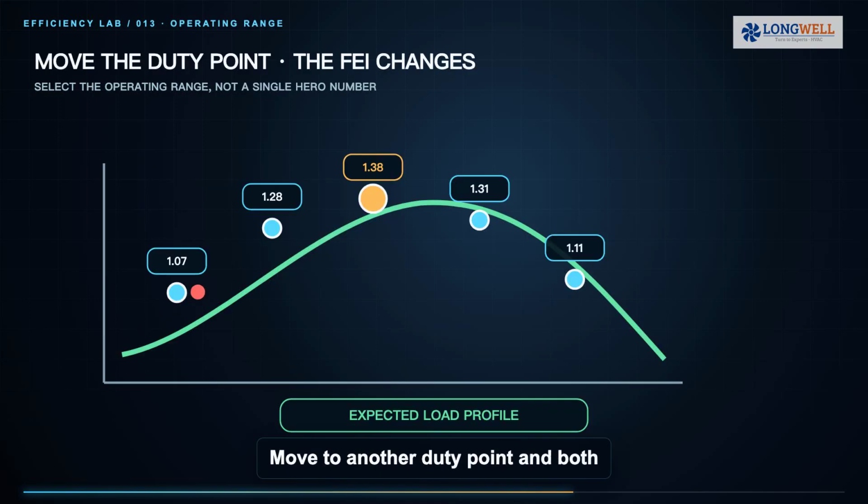Move to another duty point and both the actual input and the reference input change. That is why FEI creates an operating range rather than rewarding only one catalog peak. A good selection keeps the expected duty profile inside an efficient region, including partial load operation when the system spends most of its year below design airflow.